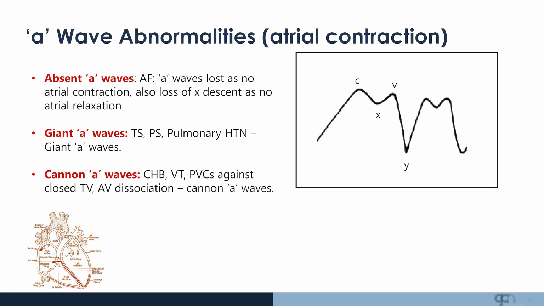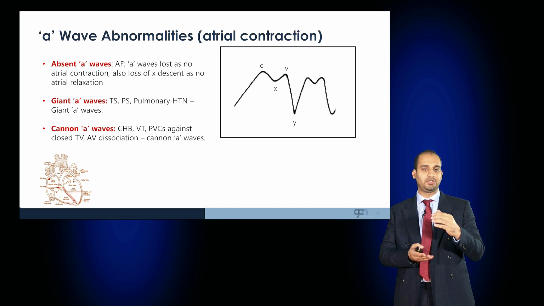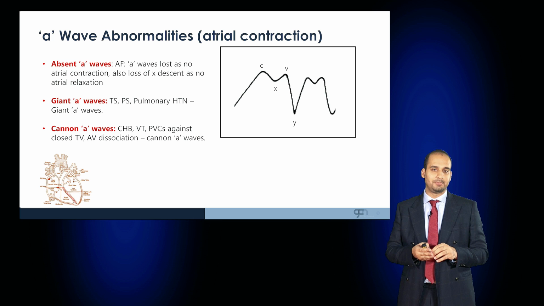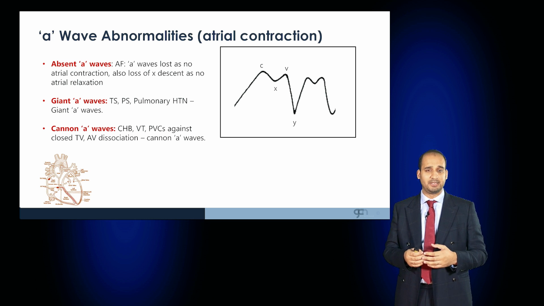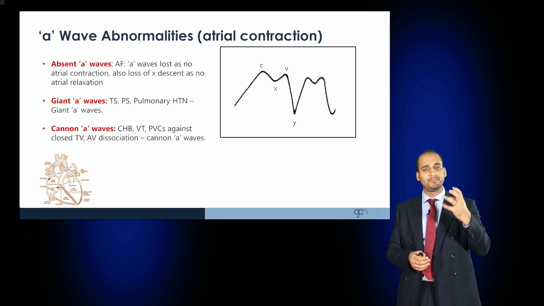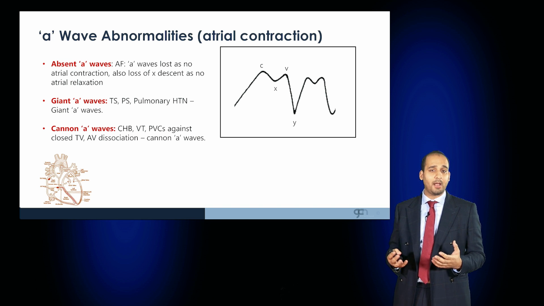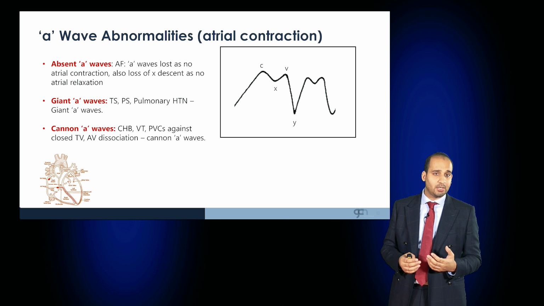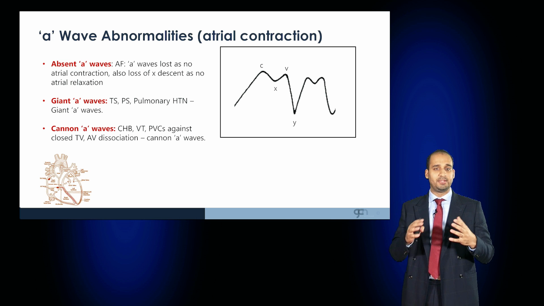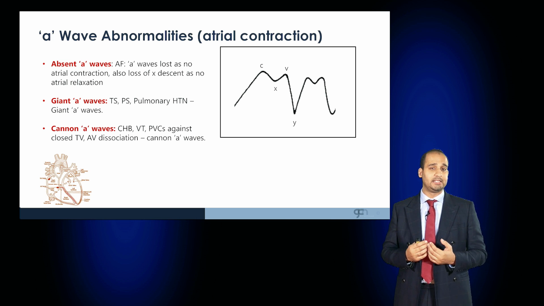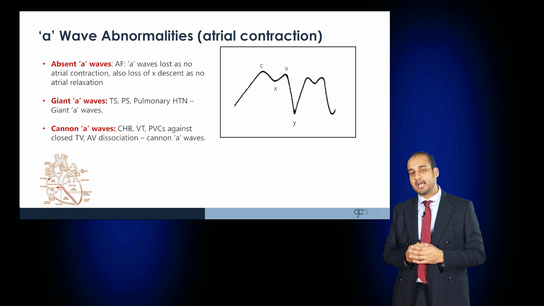You can also have cannon A waves, where you have sudden, very sharp, tall A waves. And that would be when there's atrial contraction against a closed tricuspid valve. So for example, if a patient had tricuspid atresia, or the atria was contracting against a closed tricuspid valve, for example, in complete heart block, or ventricular ectopics against a closed tricuspid valve, where there's atrioventricular dissociation, that would result in cannon A waves.